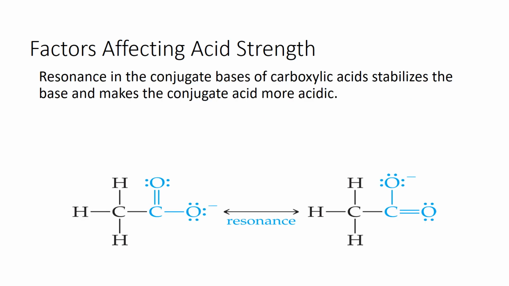Another one is resonance. Resonance in the conjugate bases of carboxylic acids stabilizes the base and makes the acid more acidic. You can see the movement or change in position, the double bond resonates between here and here. This resonance in the conjugate base stabilizes the base, and so it becomes easy to lose the hydrogen ion. So resonance becomes a contributing factor in acid strength by stabilizing the base.